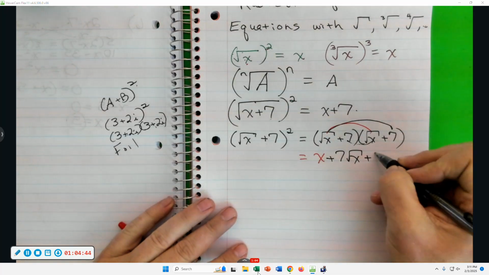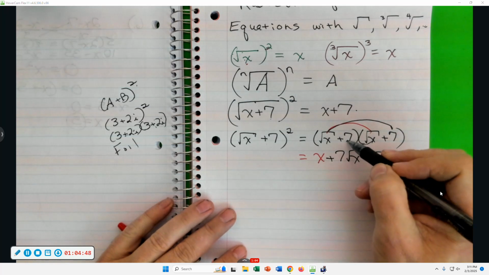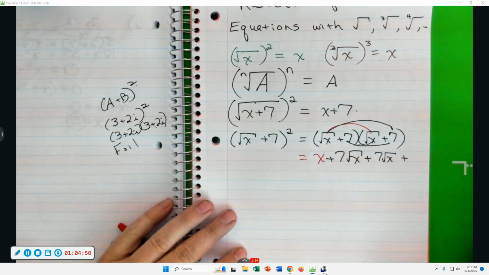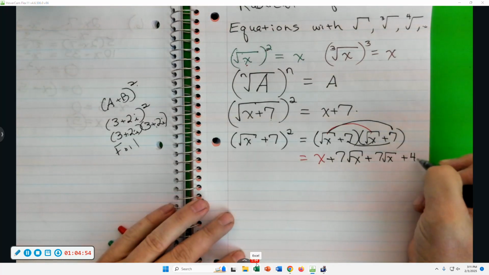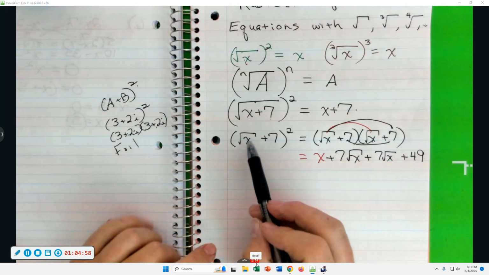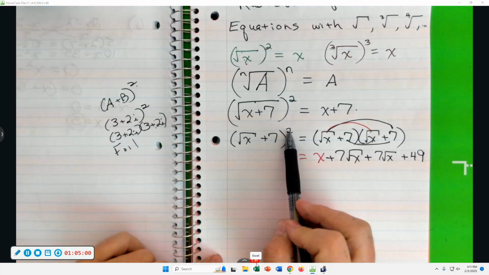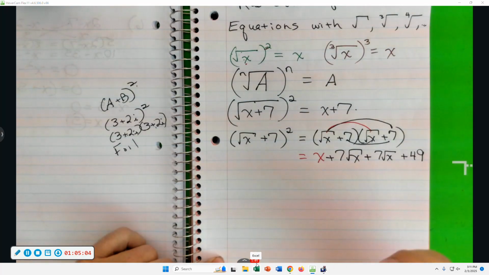7 times the square root of x. And last, 7 times 7, what's that going to give us? Okay. Have we canceled out all the radicals? We took the square root and we squared it. Have we eliminated the radicals the way we want to?